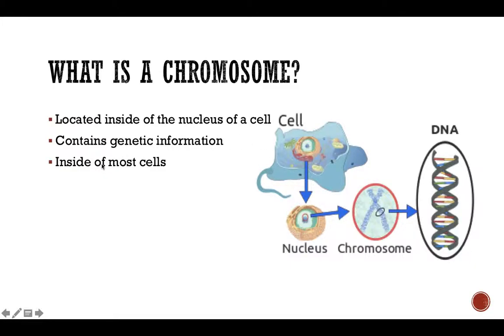Chromosomes are inside most cells. Red blood cells, for example, do not have DNA, so they're not going to have any chromosomes, but chromosomes are inside most cells, like skin cells, bone cells, brain cells, things like that. Those will all contain chromosomes.